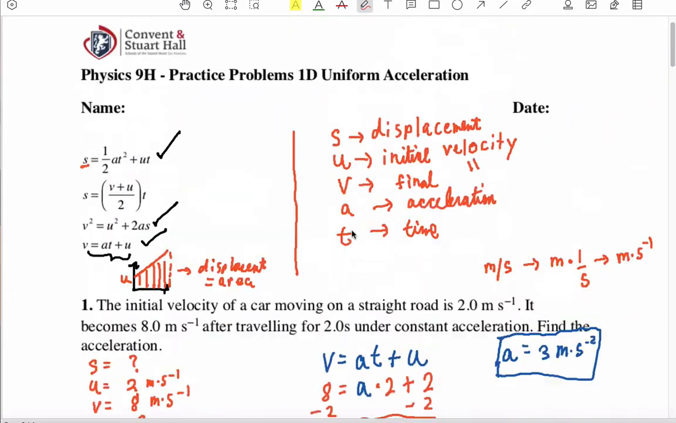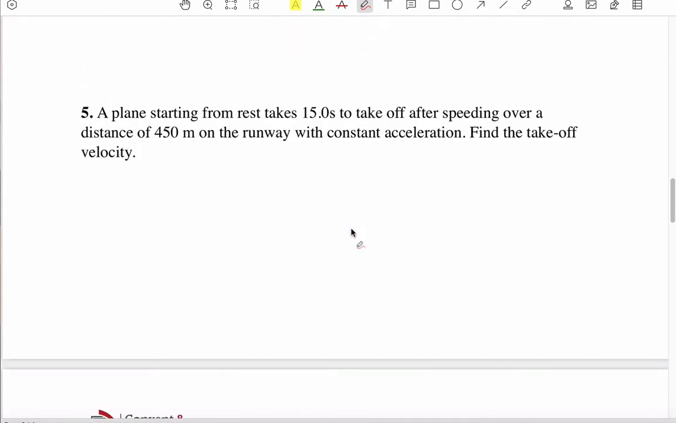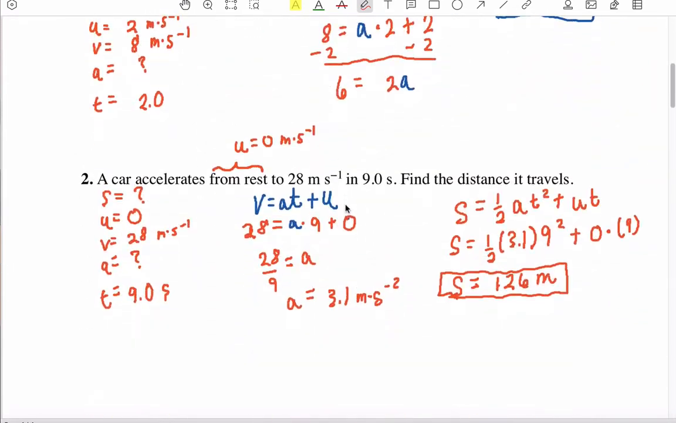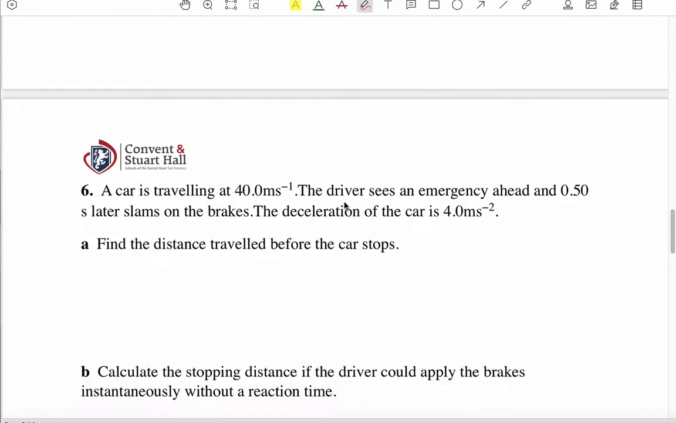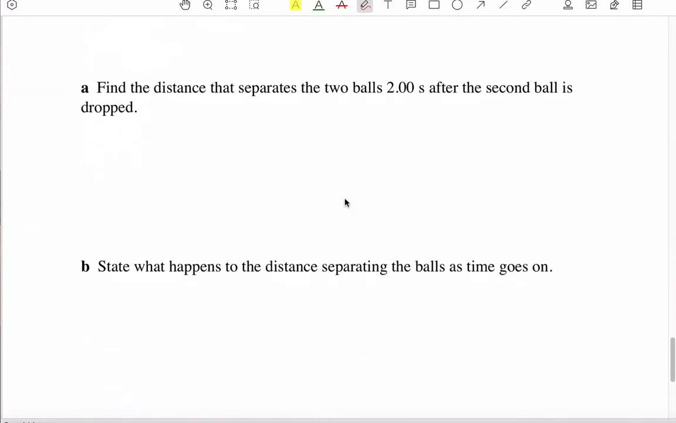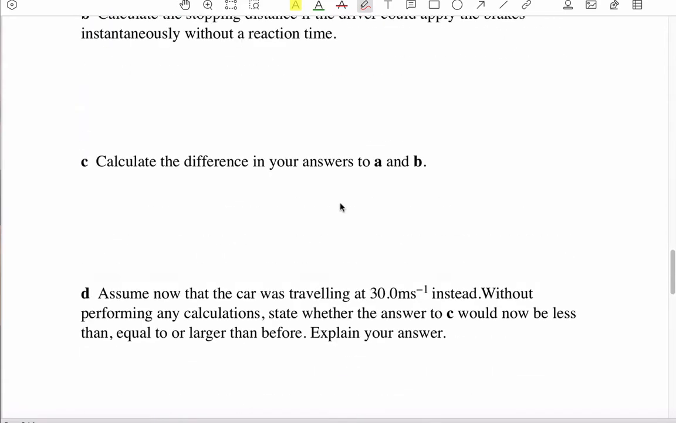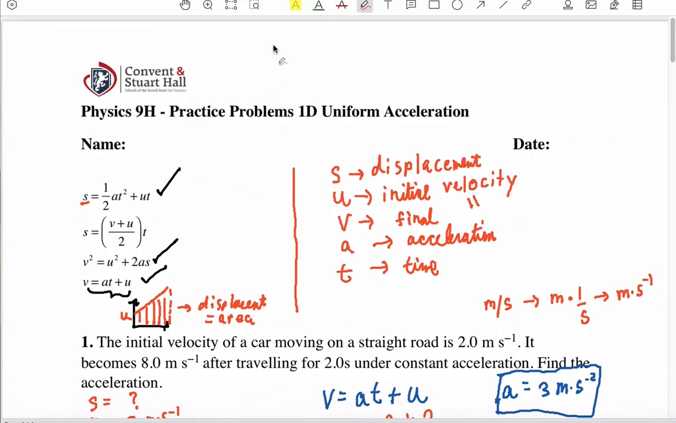So what I'm going to have you do is I'm going to have you do questions 1 through 5 for homework. And we're going to take a look at 6 and 7 in class together. So just to review, do 1 through 5 for homework. And we're going to work on 6 and 7 in class.